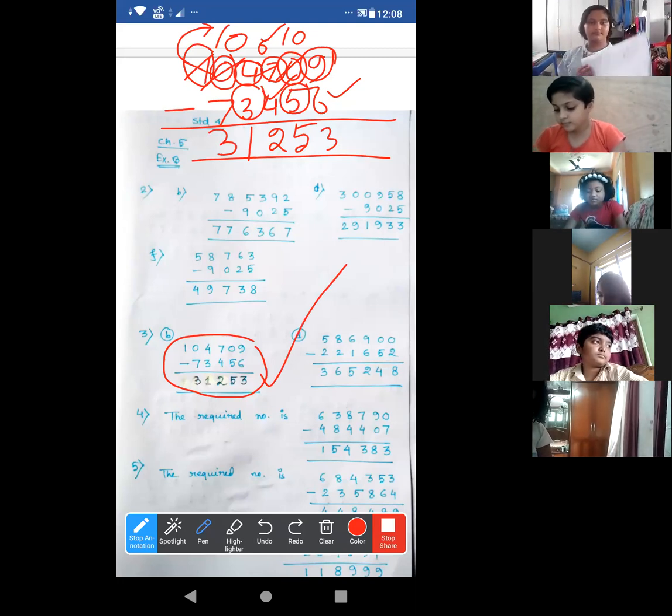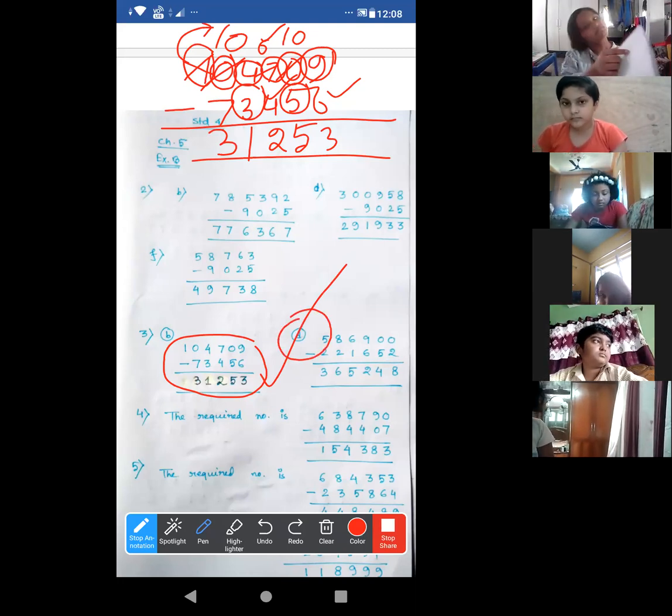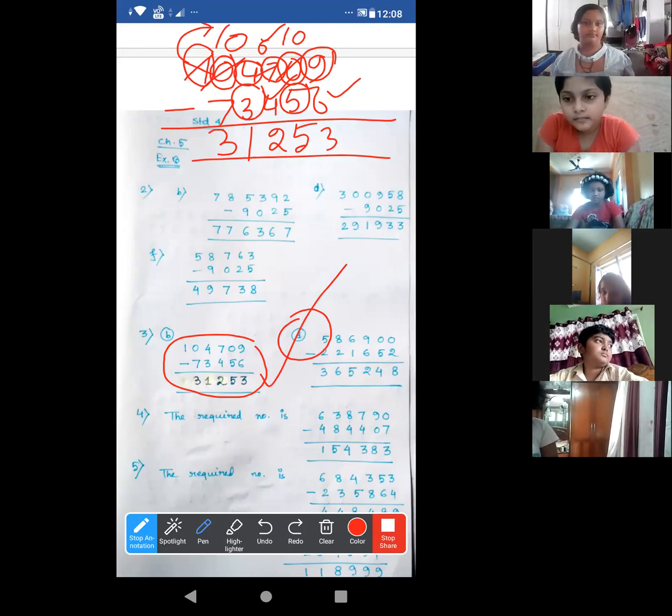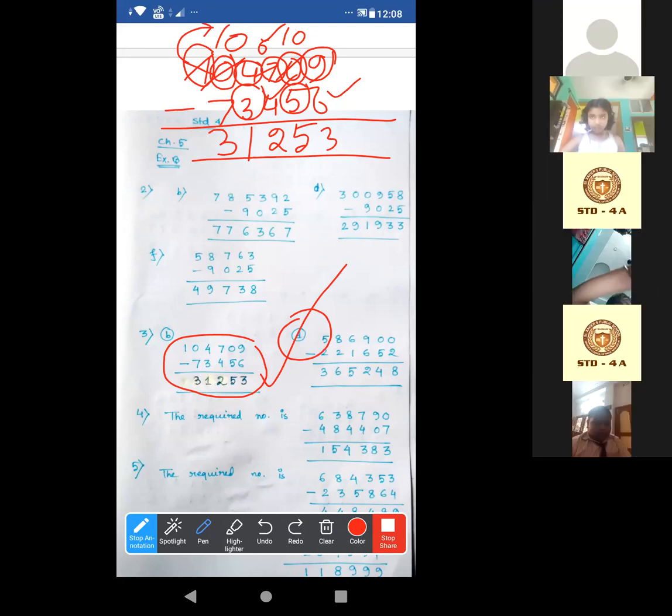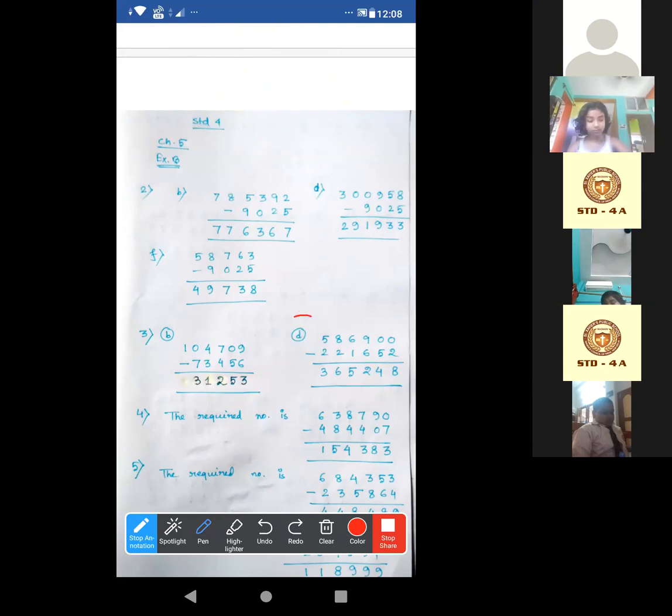Okay, the next one, number D. Anubhav, complete it first. Next D also. D I am not going to explain, it is the same thing. Do it yourself. I am going to explain number 4 and number 5. At first, I am giving you 1 minute to complete up to 3D.